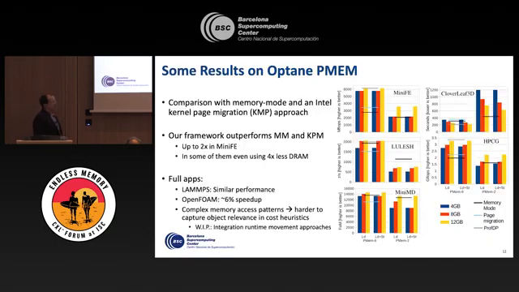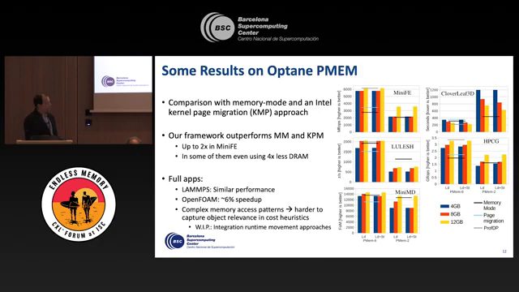We have compared our solution with the in-kernel page migration approach and with the memory mode as well. The memory mode is that in Optane, when you have the DRAM as an inclusive cache for the persistent memory, everything managed by hardware. For example, we can get up to 2x in miniFE, one of the benchmarks that we have. By the way, these are all HPC benchmarks. In some other cases, we were able to reduce the DRAM drastically, up to 4 times, and notice no significant reduction, no significant overhead.